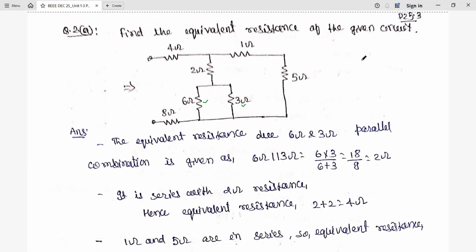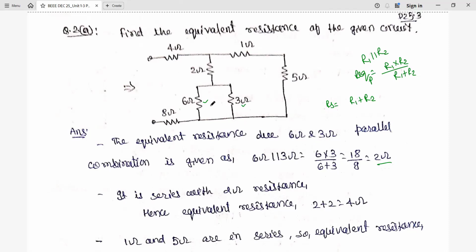So you know that when two resistors are in parallel, R1 parallel to R2, the R equivalent is R1 multiplied by R2 divided by R1 plus R2. And if two resistors are in series, then the equivalent is given as R1 plus R2. This is R equivalent in case of parallel. So here the 6 ohm and 3 ohm are in parallel. So that is 6 times 3 upon 6 plus 3. So we have got 2 ohm.